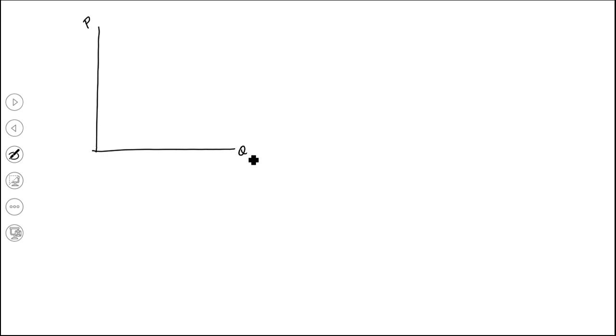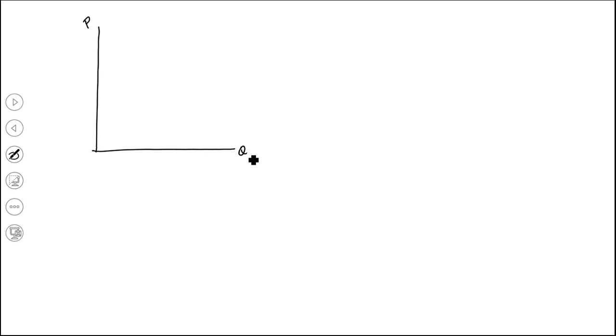Now, remember, when we were talking about demand, quantity was quantity demanded. And when we talked about supply, quantity was quantity supplied, right? But it doesn't matter. Quantity demanded, quantity supplied, it's a quantity. So it's all the same thing, right?